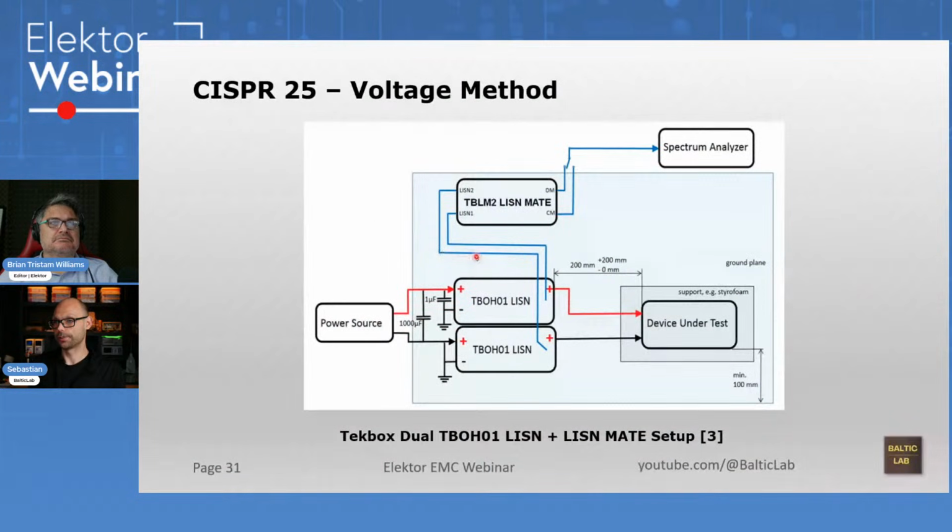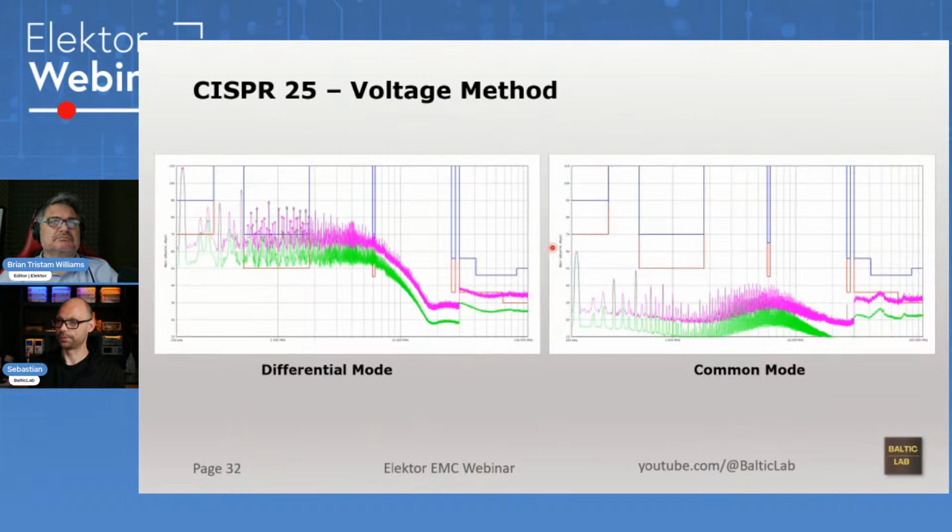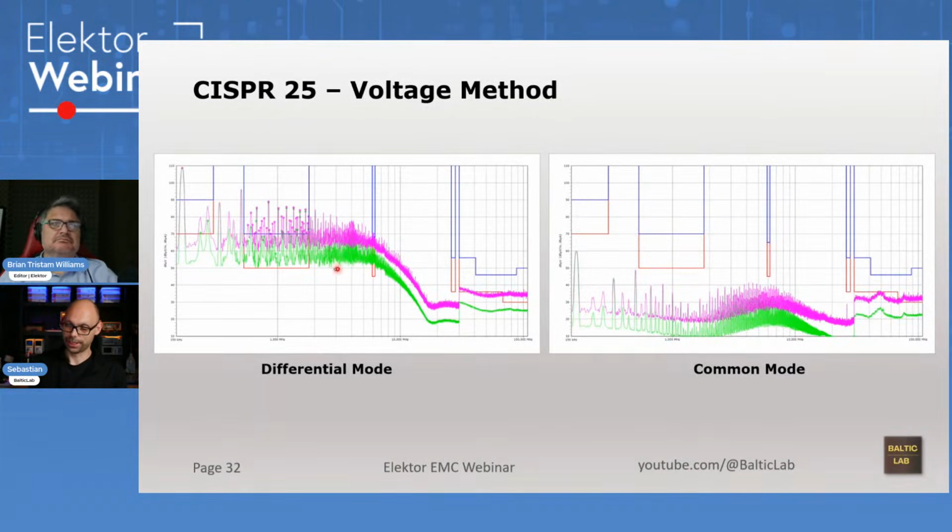Yes, here's the drawing. The LISN Mate is the newer version. I'm not using it, but the graph is the same. Two LISNs, LISN Mate, spectrum analyzer, and you can switch between differential mode and common mode. And here I have the differential mode, so that part of the noise that is traveling in opposite directions on the line. And over here, I have the common mode, so the amount of noise that's traveling in the same direction on the wires.